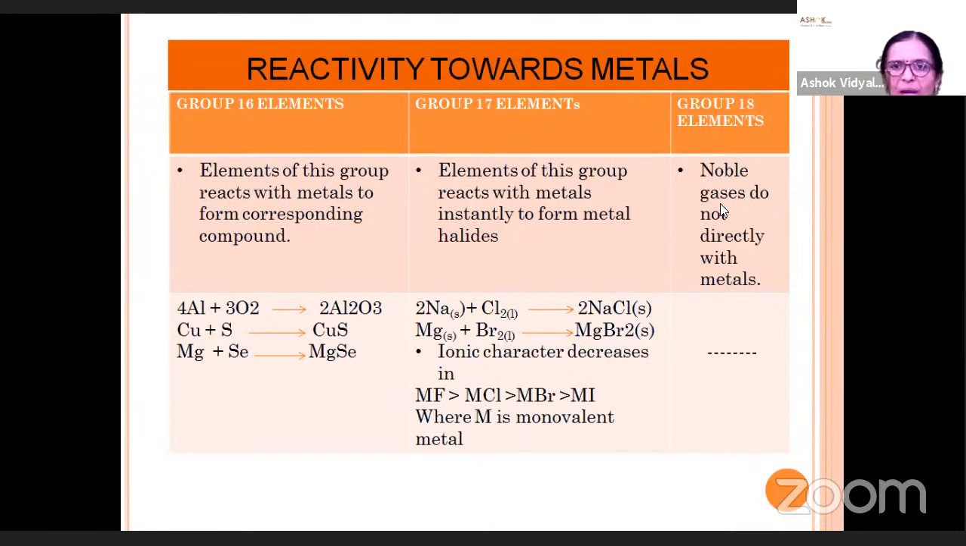And noble gases, as you know, are all inert gases, they do not react directly with metals. Now we'll move to the next slide.